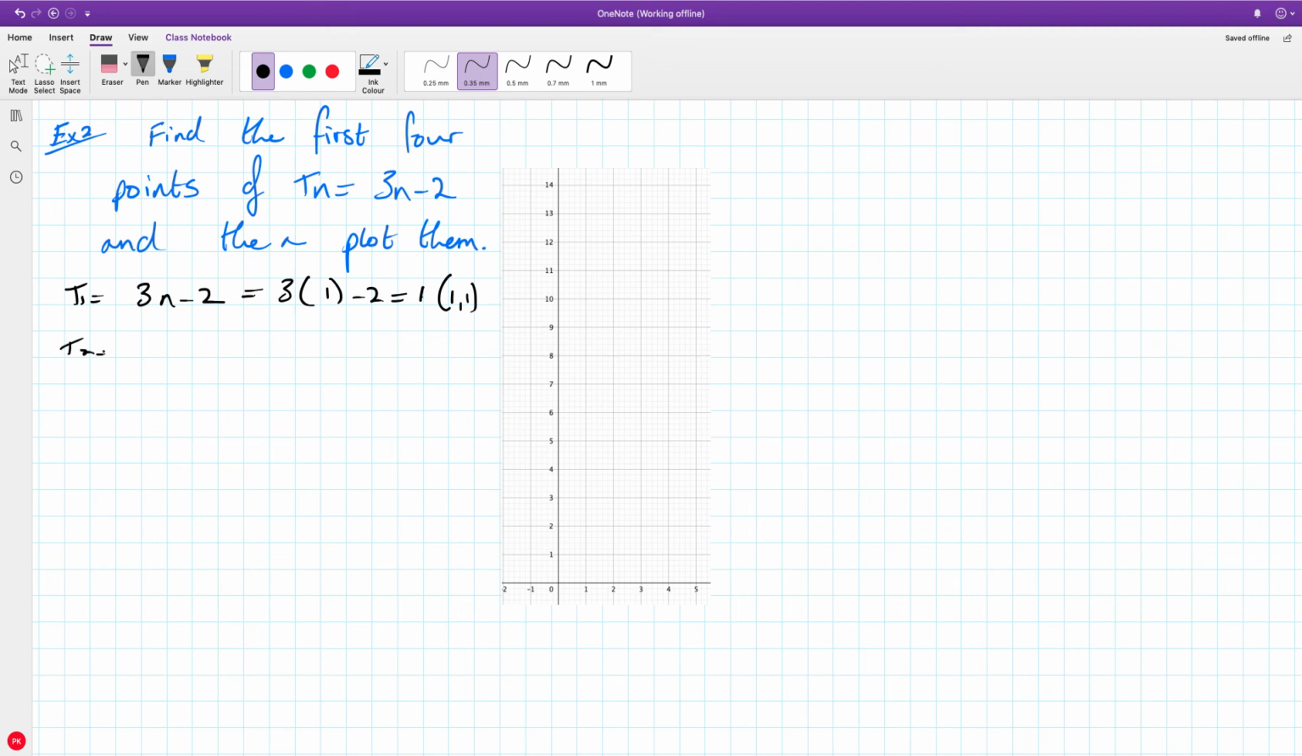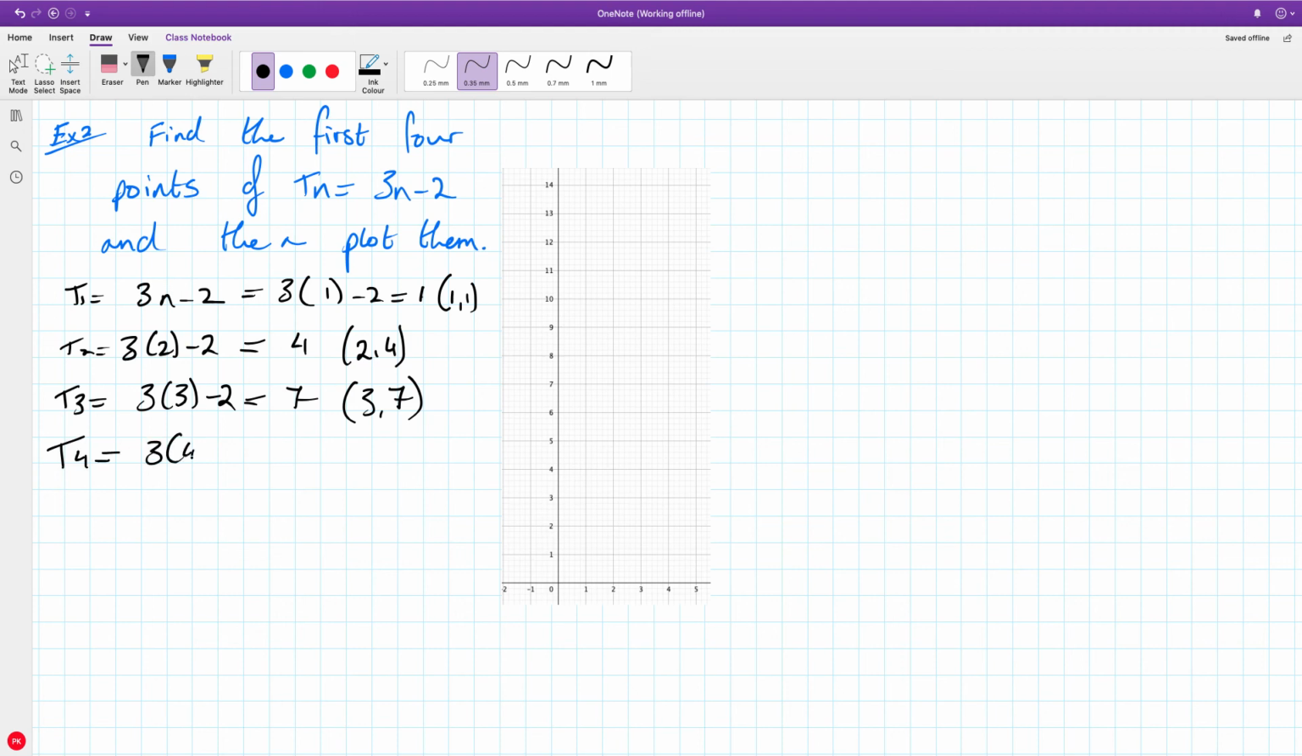T2 then. 3 times 2 minus 2, which is? So our second point is 2, 4. T3 is 3 times 3 minus 2, which is? So our next point is 3, 7. And T4 is 3 times 4 minus 2, which is? So our next point is 4, 10. So we plot our first point. We go out to 1 and up to 1. Is that alright?